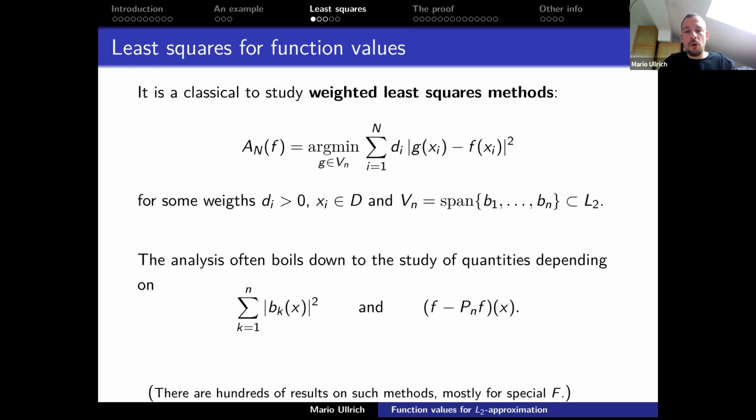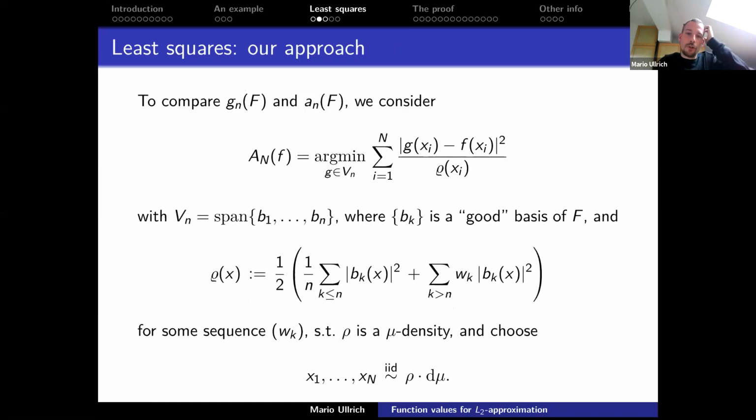So also that this quantity appears is not quite surprising. And so the idea of David and myself was to just include both quantities into our approximation method, into our density, which makes it non-constructive because you don't know this density, but we were interested in a theoretical result. So we wanted to compare Gn and An, and for this we consider the weighted least squares algorithm. Here's just the function volume difference, and here's some function rho.